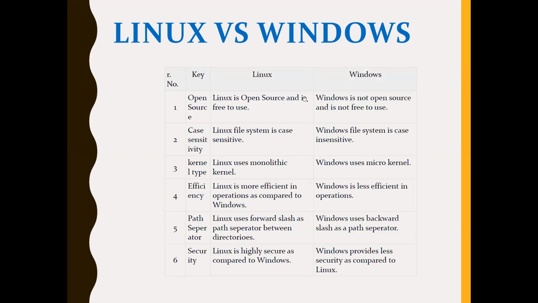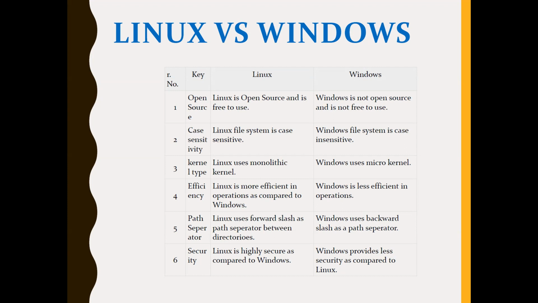Here are some of the differences. First, like I said, Linux is very lightweight compared with Windows. Also, Linux is more secure than Windows. It's less vulnerable to attacks. It's also open source and free to use, whereas that's not the case with Windows. Also, in the Linux file system, the names of files or folders are case sensitive, which is not the case with Windows.